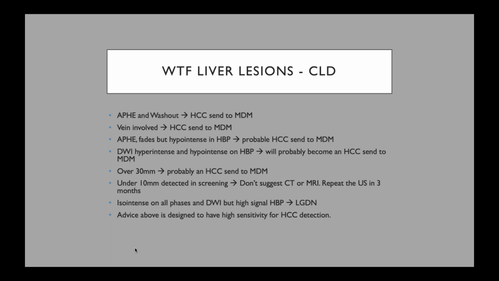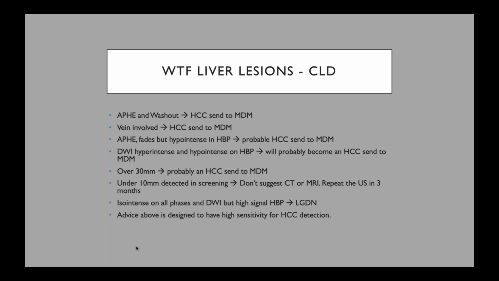Then there's a group of patients who have a lesion that is hyperintense on the DWI, hypointense on the hepatobiliary phase, but you don't see it at all on the arterial dominant or the portal venous phase. Many of those are going to go on to become an HCC. So they need to be followed quite closely. It's something like 70% of them will be an HCC within around 2 years. So watch them or send them on to the MDM. Ideally, it's the sort of thing you can watch with ultrasound as well.